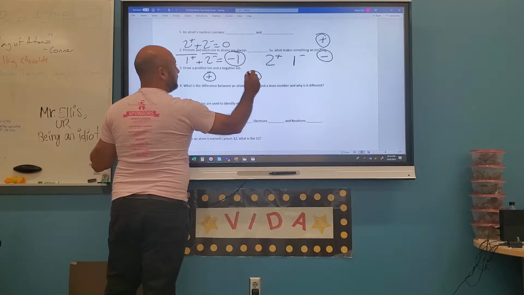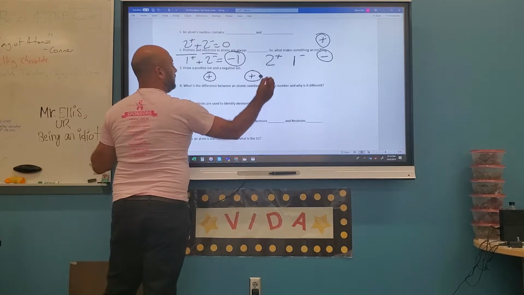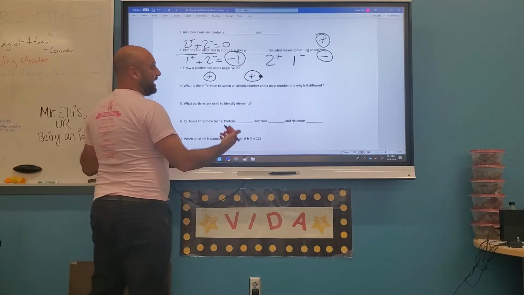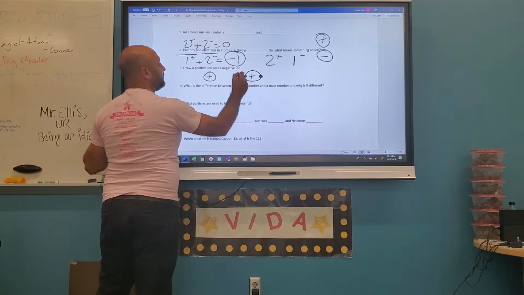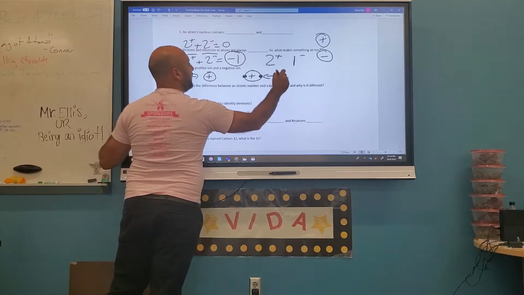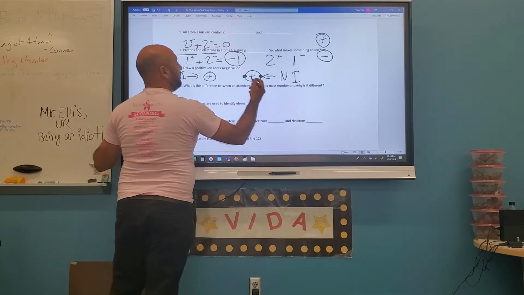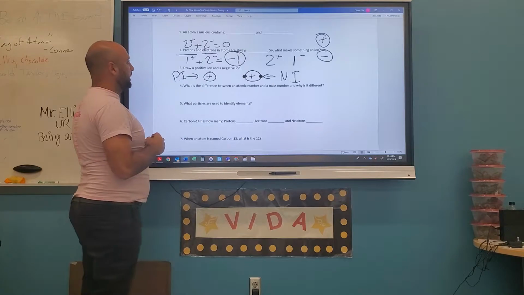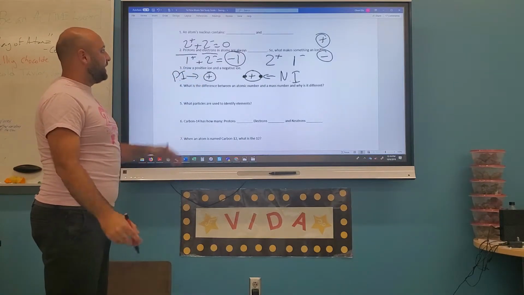Draw a negative ion. We're going to draw hydrogen, 1 proton, 1 electron. It's balanced. That's a normal atom. To make it an ion, add an extra one. This is my positive ion, and this is my negative ion, because I have more negatives than I have positives. Over here, more positives than I have negatives.